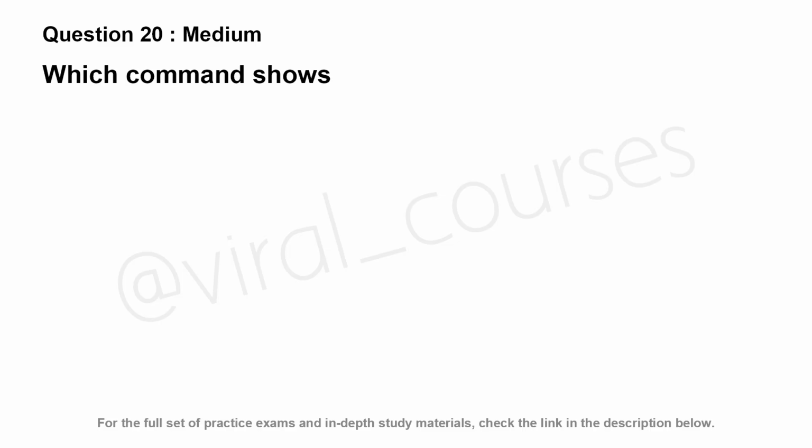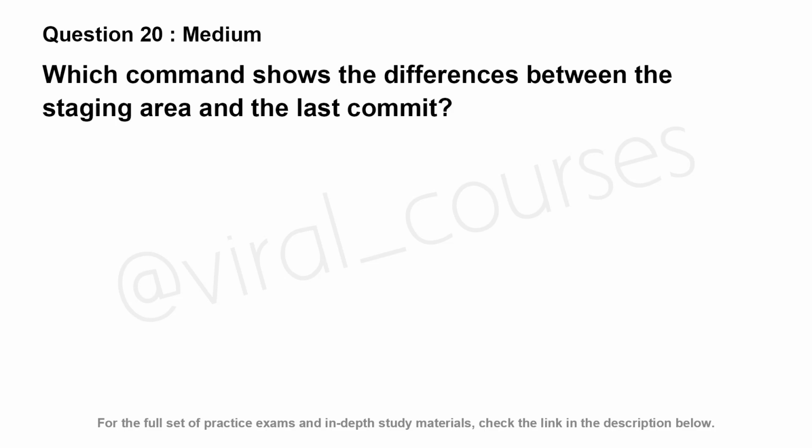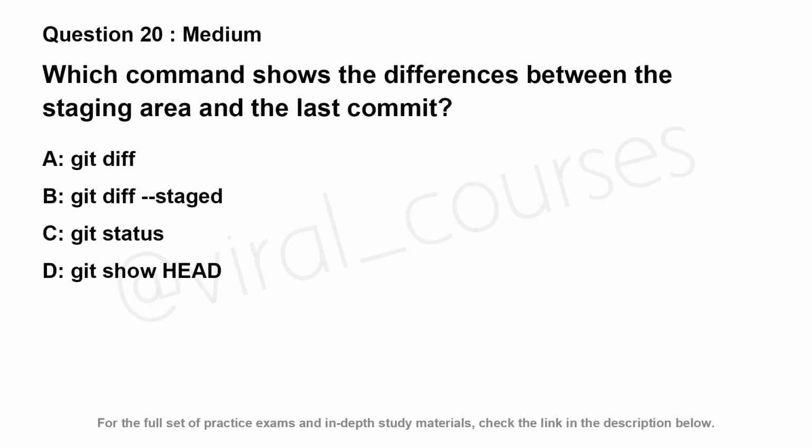Which command shows the differences between the staging area and the last commit? Option A, git diff. Option B, git diff --staged. Option C, git status. Option D, git show HEAD.